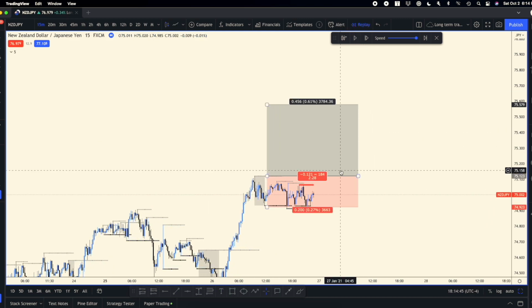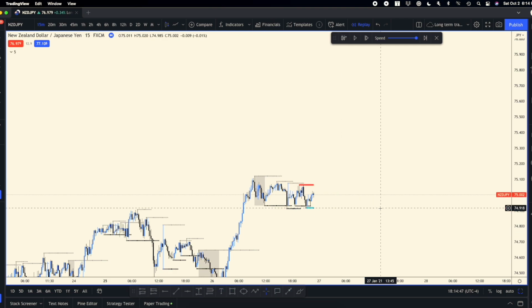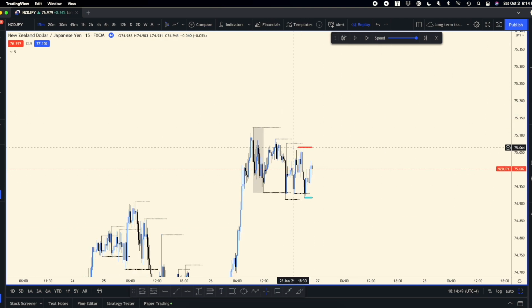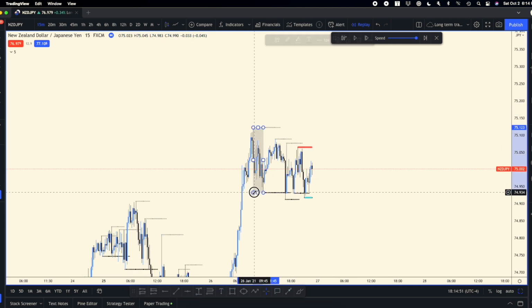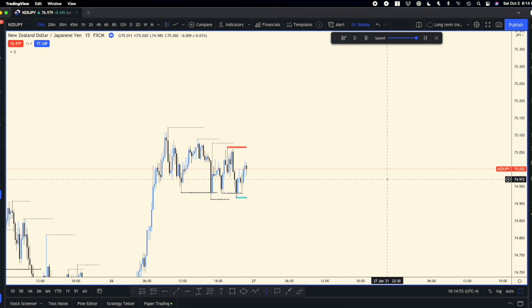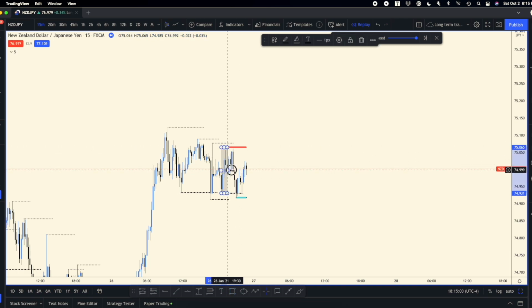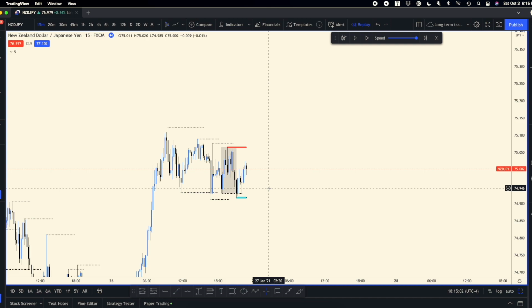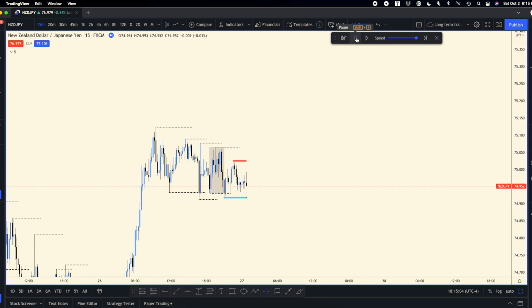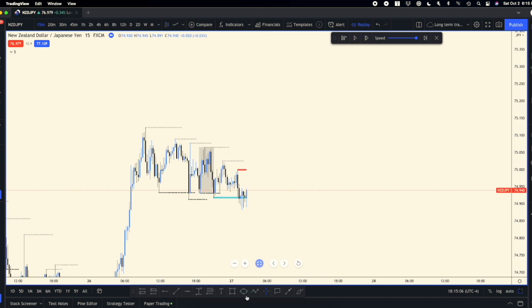All right, it invalidated the MB. We got no entry. Right, so it broke the low of that MB, and right now it looks like order flow may be trying to shift. Not 100% sure yet. I need to see another change in character. All right, looks to be quite real.